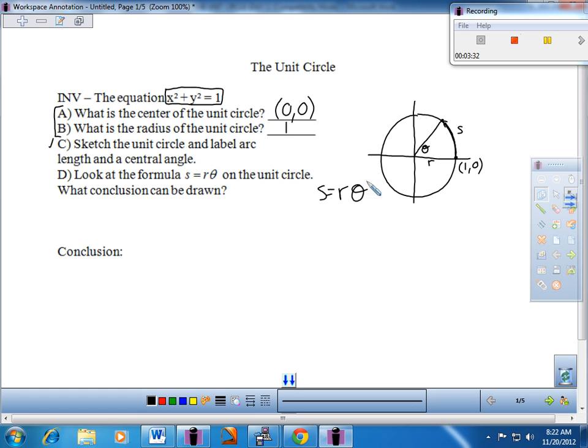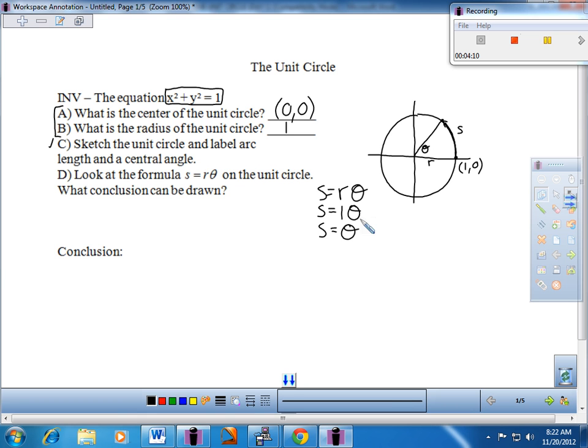So if you look at the diagram there, I have my S, I have my theta, and I put an R right in here. But as a matter of fact, I know exactly what R is equal to. R is 1. And so in this particular case, with the radius of 1, you can kind of see that unfold, everyone: if S equals 1 times theta, then the arc length itself is equal to that central angle in radians.